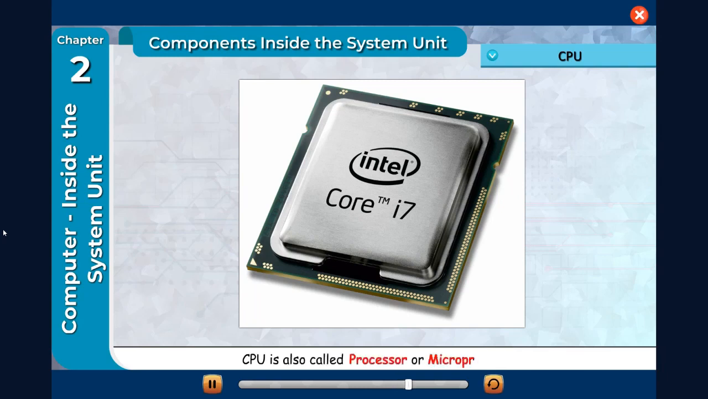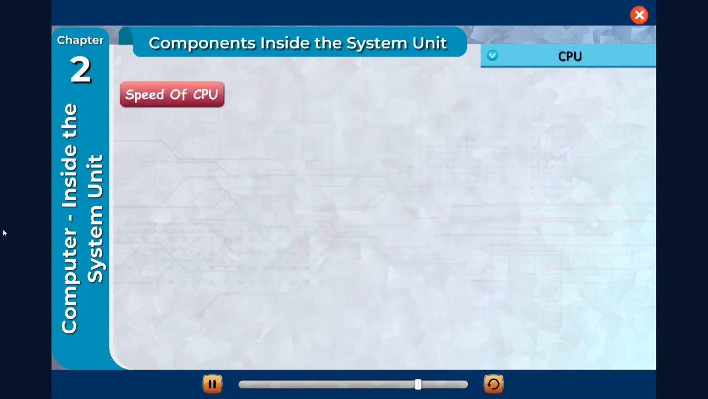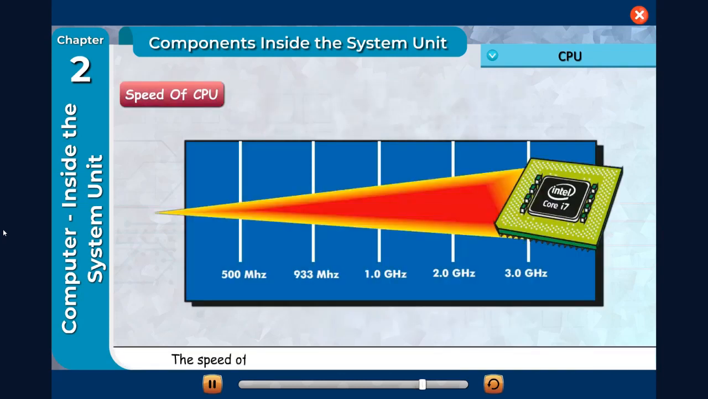Speed of CPU. The speed of CPU is measured in megahertz (MHz) or gigahertz (GHz). The faster the speed of the CPU, the faster the computer can operate. The speed of CPU is increasing day by day.